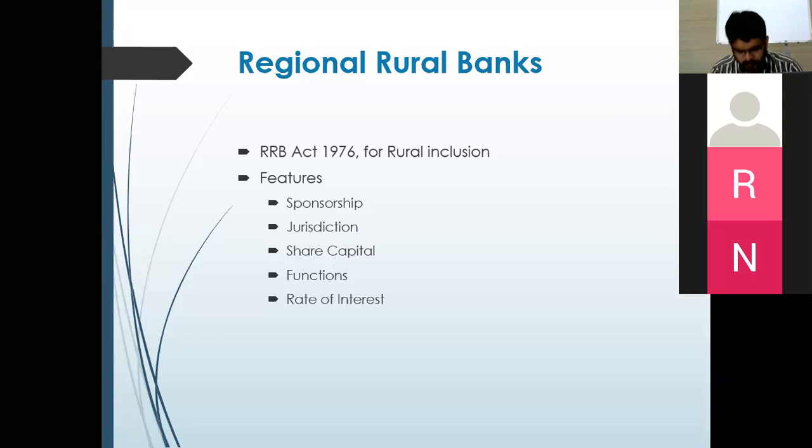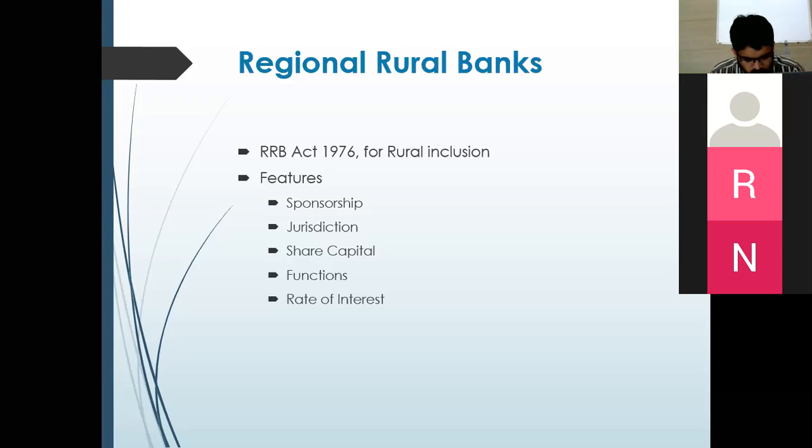Jurisdiction means the area that it covers. Normally, the area that a particular regional rural bank covers is around 20,000 people, as has been recorded. So in and around that area there are 20,000 people, and that is the service area of that particular regional rural bank.